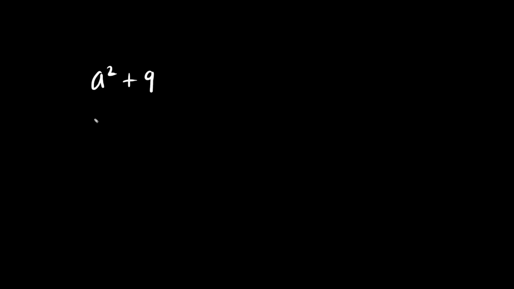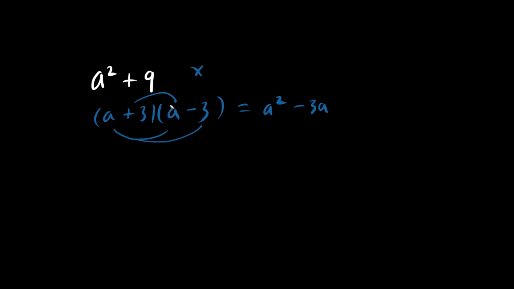Can we factor this expression? You may accidentally say that the answer is a times a and use plus 3 minus 3. But this is impossible to factor. Let's expand this out. a times a is a squared. a times negative 3 is negative 3a. 3 times a is positive 3a, and 3 times negative 3 is negative 9. These inner terms cancel, but the expression is different than the original question. We have a squared minus 9, which is not what the original question states.